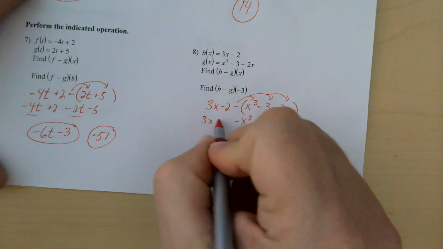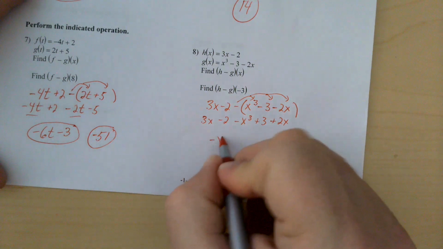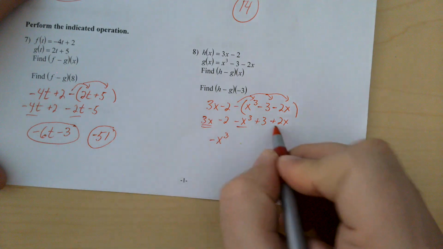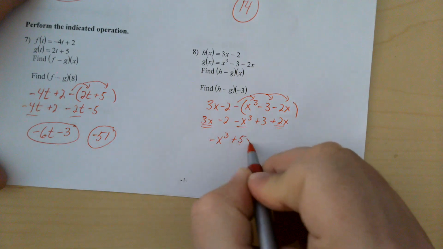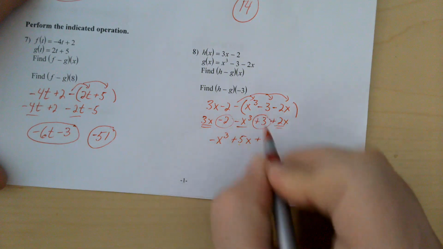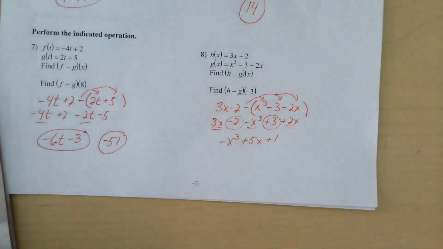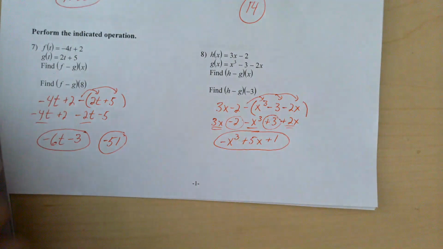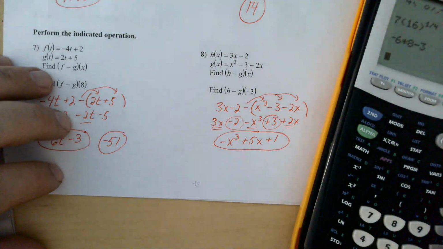Okay, so then this part, don't change. And so I like putting my largest exponent first. So I only have a negative x cubed. Then I look for my x's, and I'm going to have 5 of them. And then finally, my numbers, this and this, will be combined to give you a 1. So there's my answer. And I tell you to plug in.